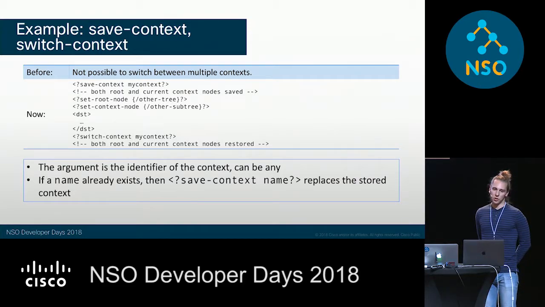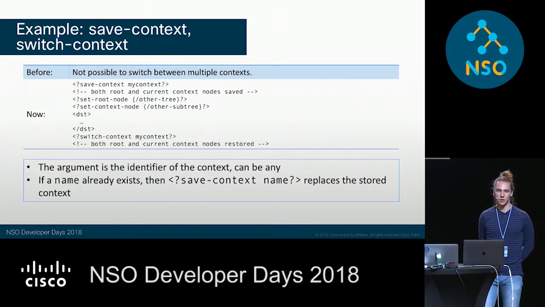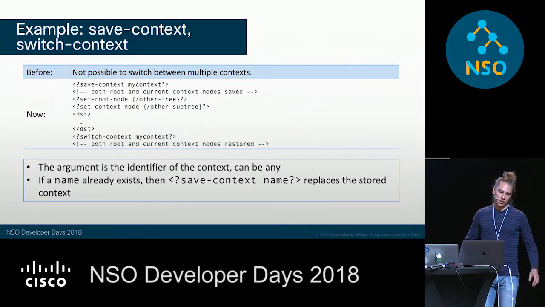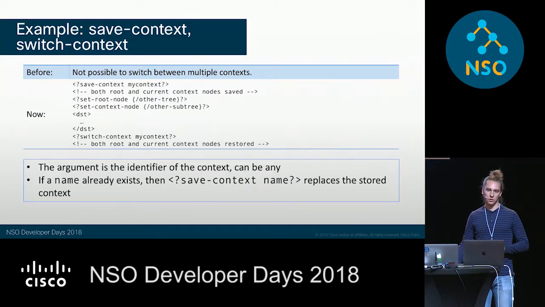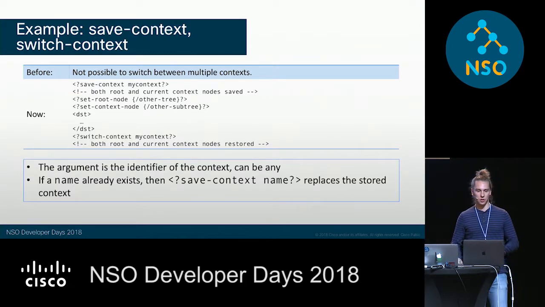Save context and switch context are also two instructions that help us manipulate the context. If you want to alternate between different contexts and want to avoid specifying the expression for them every time, then you can save the current context, temporarily switch to some other subtree, evaluate a few XPath expressions there, and then switch back with the switch context.